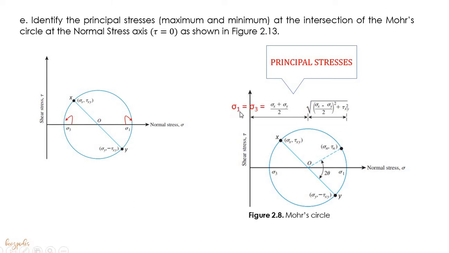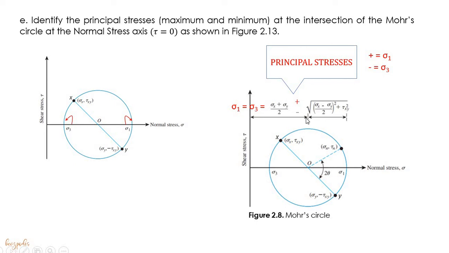So sigma 1 is equal to the center plus the radius, and sigma 3 is the center minus the radius. The difference is to use the positive or negative. So we use the positive if we are solving for the value of the major principal stress or the sigma 1. And we use minus if we are solving for the value of sigma 3 or the minor principal stress. Since the radius of the Mohr's circle is being defined by this equation, that is the quantity that we are adding or subtracting.